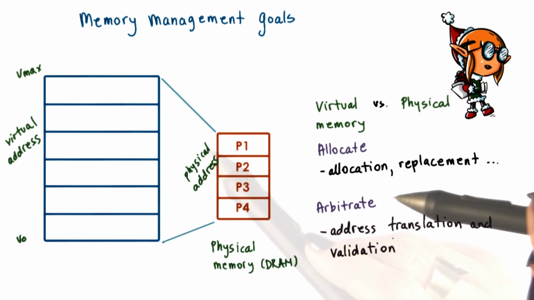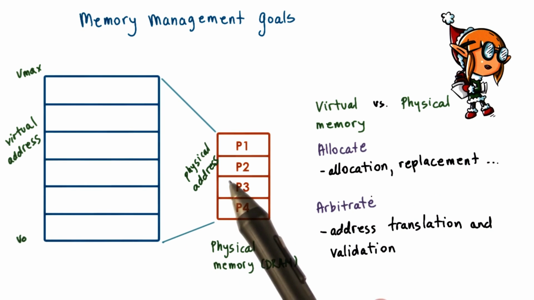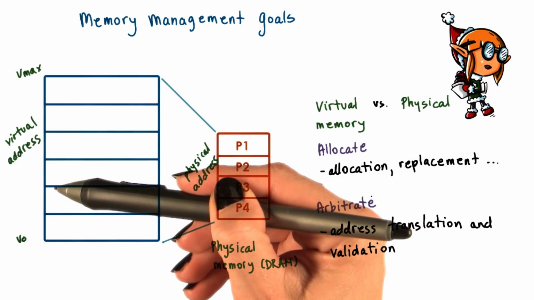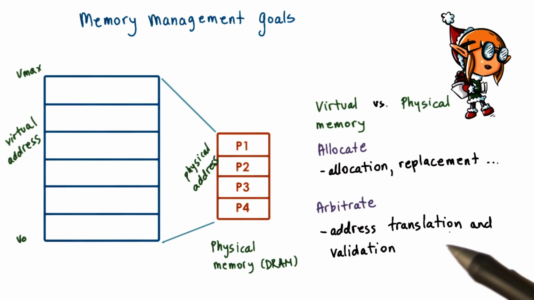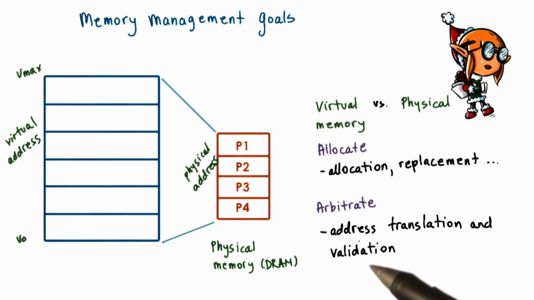The second task, arbitration, requires that the operating system is quickly able to interpret and verify a process memory access. That means that when looking at a virtual address, the OS should quickly be able to translate that virtual address into a physical address and to validate it to verify that that is indeed a legal access. For this, current operating systems rely on a combination of hardware support as well as smartly designed data structures that are used in the process of address translation and validation.